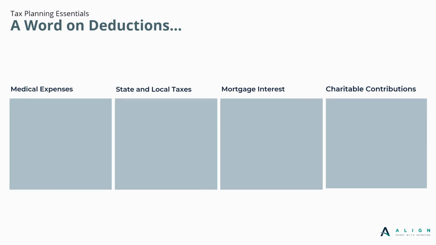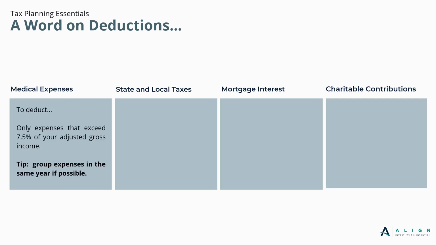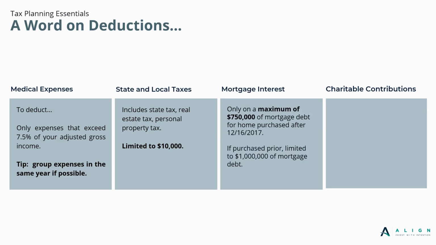Here are some things to know about some specific deductions. Medical expenses can only be itemized if they exceed 7.5% of your adjusted gross income. If you have any elective expenses, you might attempt to group them into the same tax year if you think you could exceed that 7.5% limit. State and local taxes can only be itemized up to a certain amount. So states with high state taxes like Maryland, District of Columbia, and Massachusetts may pay more in taxes than they can itemize. If you own an expensive home, only a portion of your mortgage debt interest can be itemized.